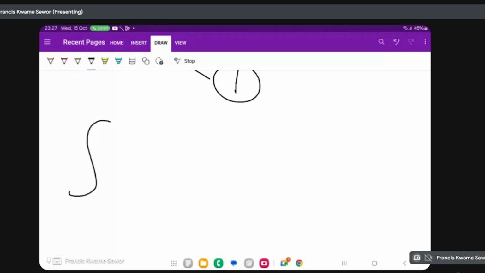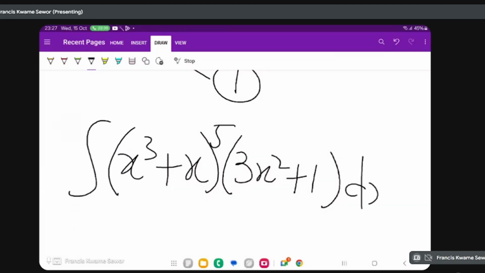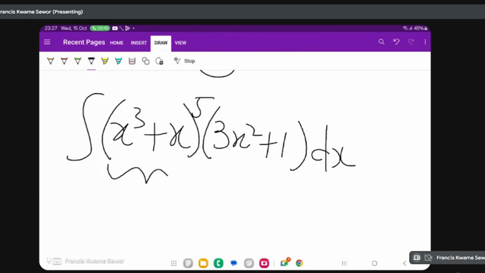I'm integrating. It gives me s cubed plus x multiplied by 3s squared plus 1, and then the s cubed plus x is raised to the power 5. This is an example from a textbook. Now they say differentiate. So here there are 2 functions. This is function 1 and this is function 2.